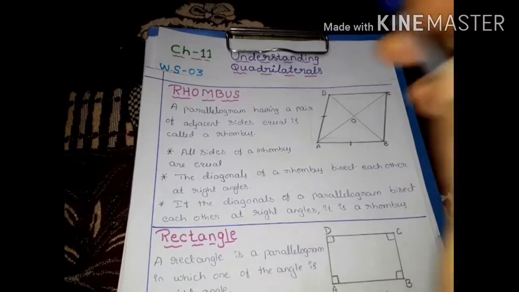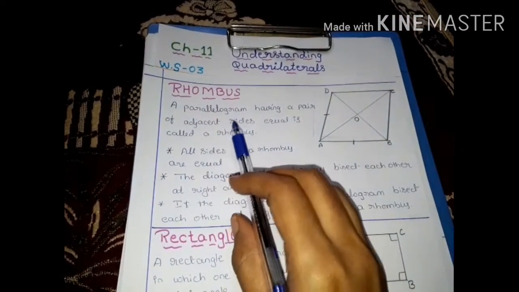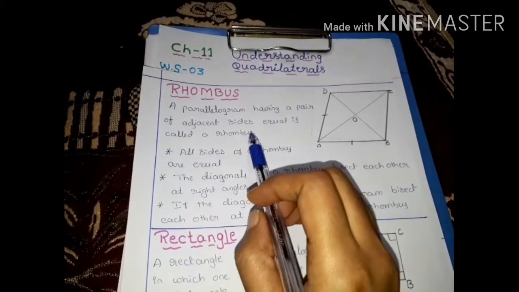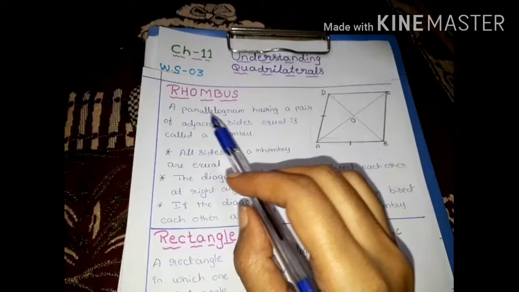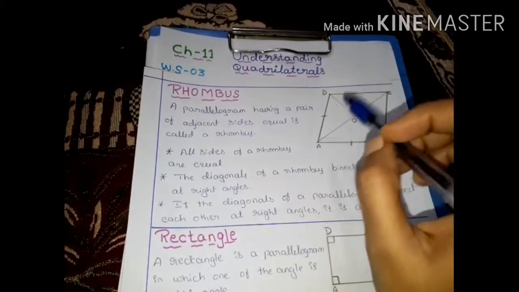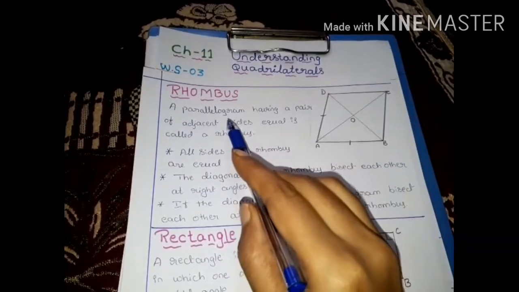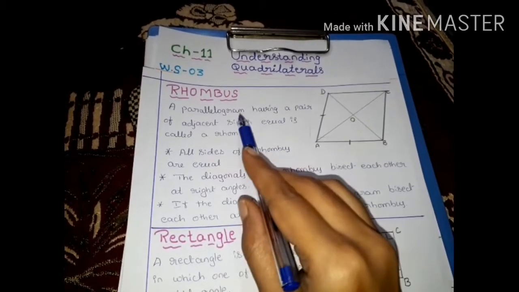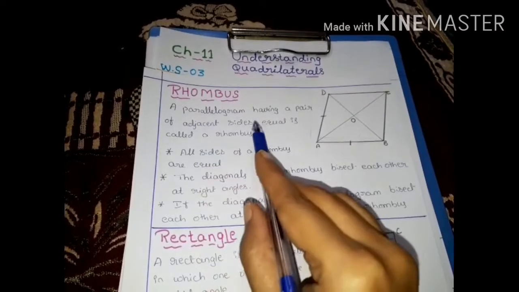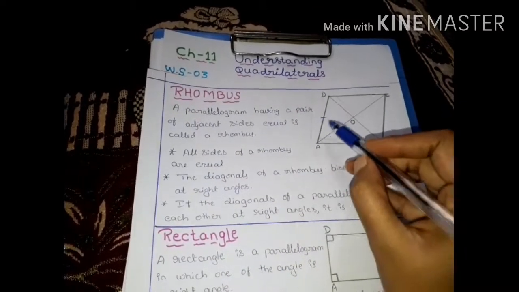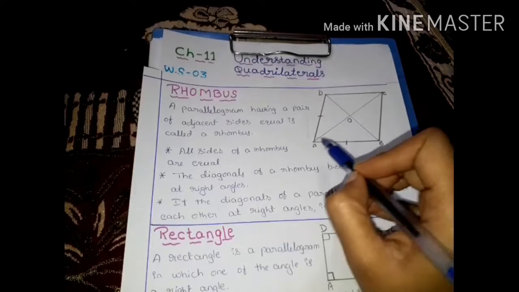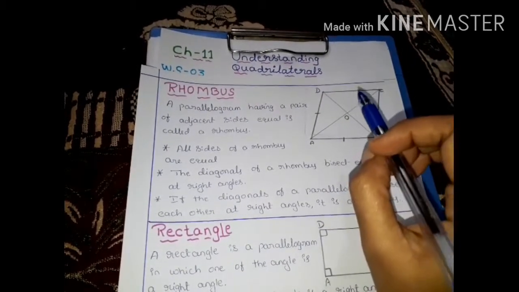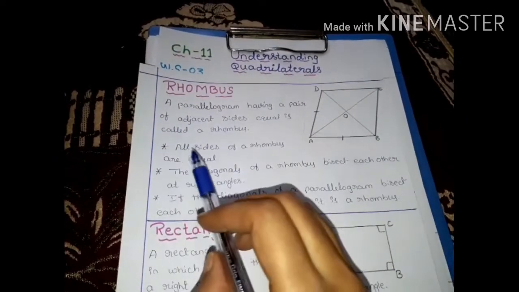First, rhombus. A parallelogram having a pair of adjacent sides equal is called a rhombus. A rhombus is a closed figure having four sides. It is a type of parallelogram. Already you studied parallelogram properties in the previous session. A pair of adjacent sides are equal. If AB is 4 cm, then AD is also 4 cm. So adjacent sides are equal.